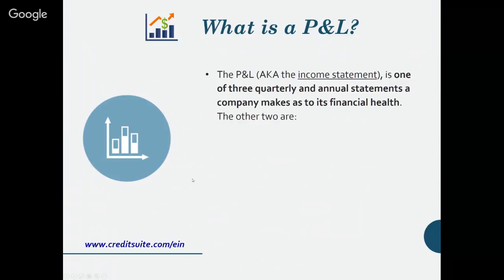So again, the P&L, the income statement, is one of 3 quarterly and annual statements that a company basically makes to show its financial health. The other ones you may be asked for are a cash flow statement or a balance sheet. These are the things you mainly need to know.